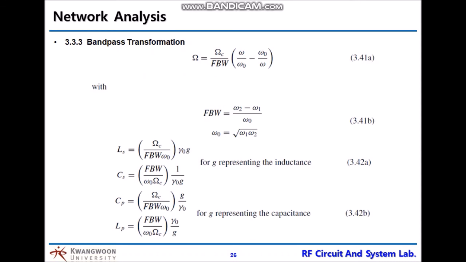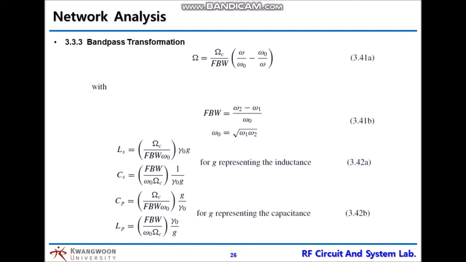Assume that a low-pass prototype response is to be transformed to a bandpass response having a passband omega 2 minus omega 1, where omega 1 and omega 2 indicate the passband edge angular frequencies. The required frequency transformation is equation 3.41b. The elements for the series LC resonator in the bandpass filter are equation 3.42a, where the impedance scaling has been taken into account as well.